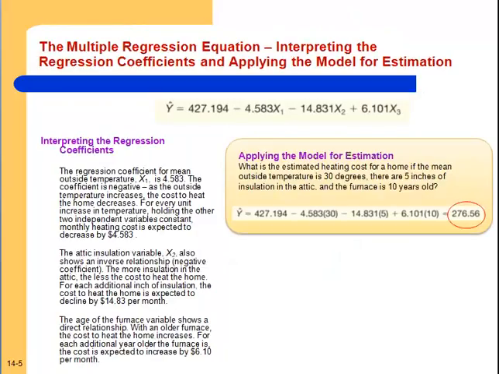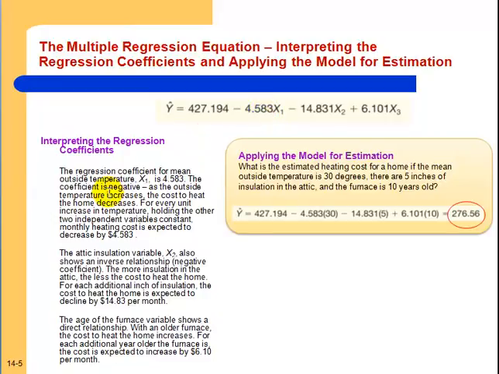Based on those numbers, we develop our equation. So y hat equals 427.194. That is the number for the intercept, the constant number A. Here we substitute B1 with the number we got from Excel, and substitute B2 and B3 as well. So here is the equation we got. How do we interpret the regression coefficients? The regression coefficient for the mean outside temperature x1 is negative 4.583.